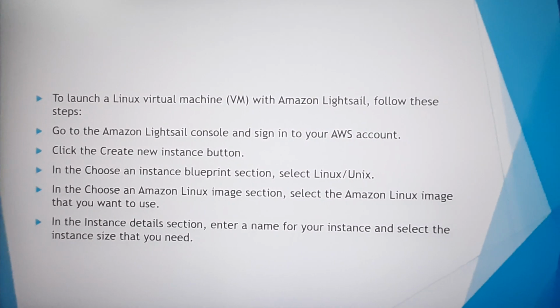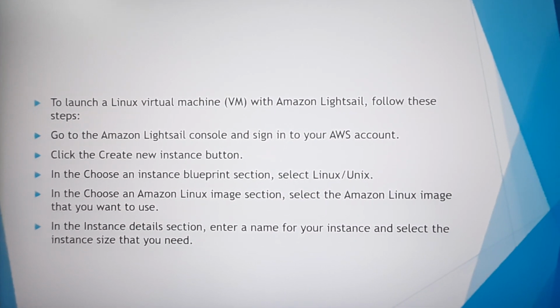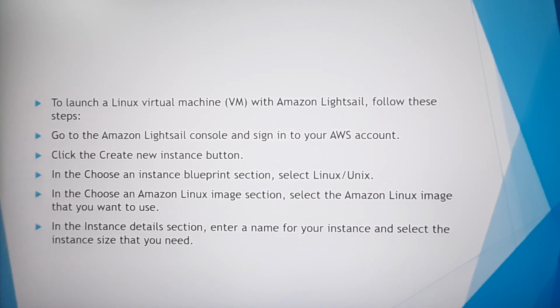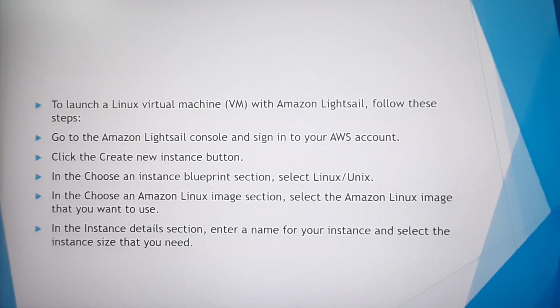Go to the Amazon Lightsail console and sign into your AWS account. Click the Create New Instance button. In the Choose an Instance Blueprint section, select Linux/Unix. In the Choose an Amazon Linux Image section, select the Amazon Linux image that you want to use. In the Instance Details section, enter a name for your instance and select the instance size that you need.